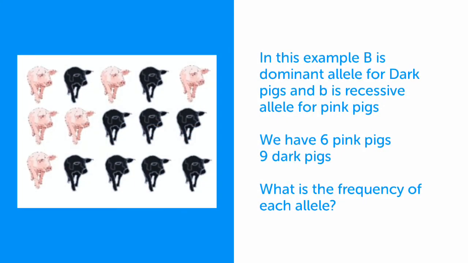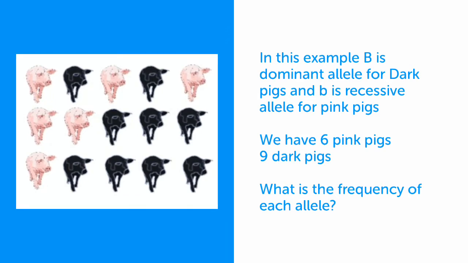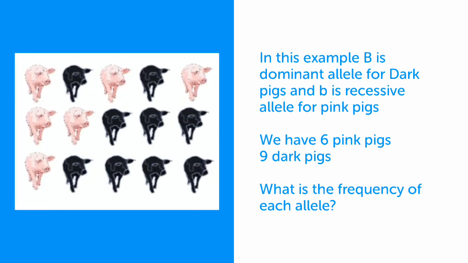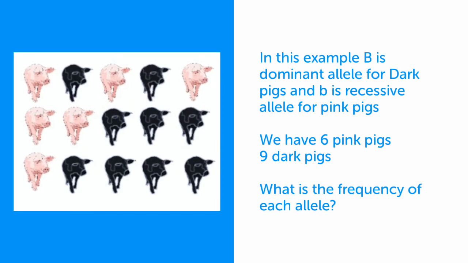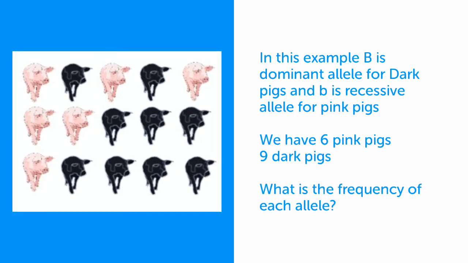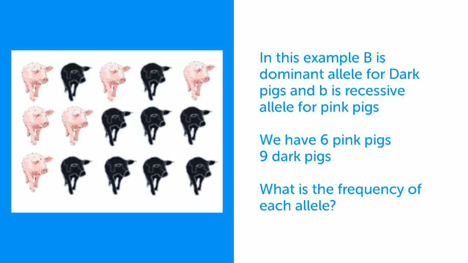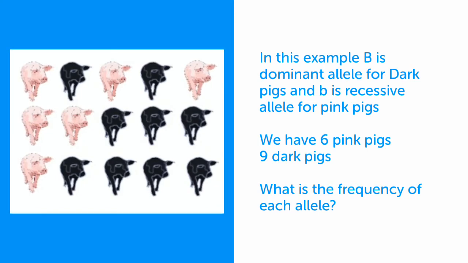So in this example, we're looking at pigs. We're using the letter big B for the dark pigs and small b for the recessive pink pigs. So we have 6 pink pigs and 9 dark pigs. What is the frequency of each allele?